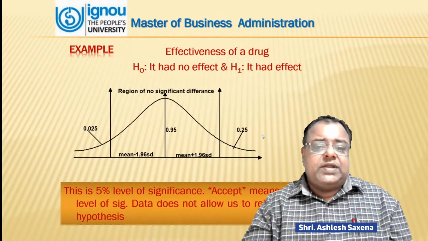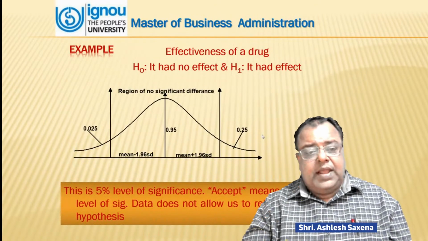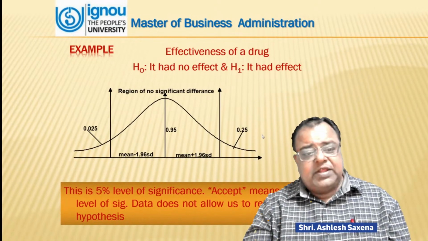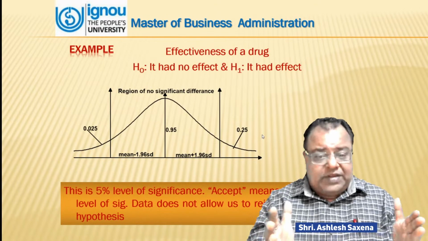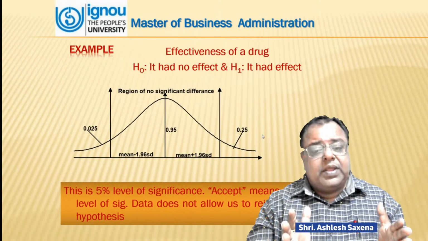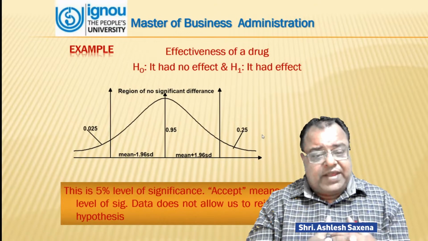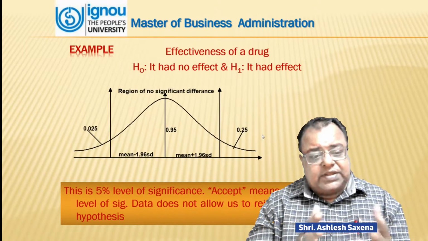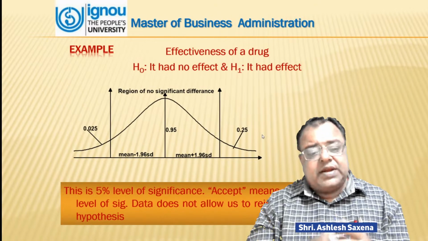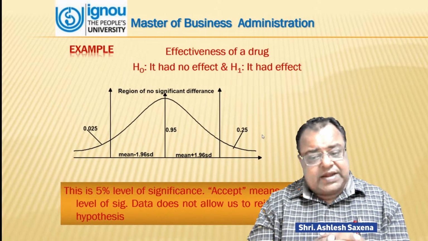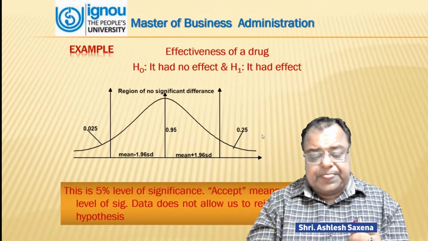What is the effectiveness of a drug? H naught: it had no effect, and H1: it had effect. So graphically, we can see where we stand and at what level we can accept H naught and reject H1. This is a 5% level of significance. Accept means at 5% level of significance, data does not allow us to reject a null hypothesis.